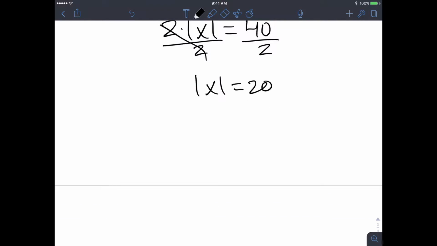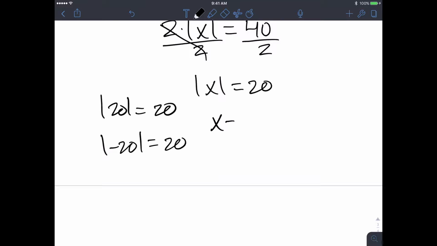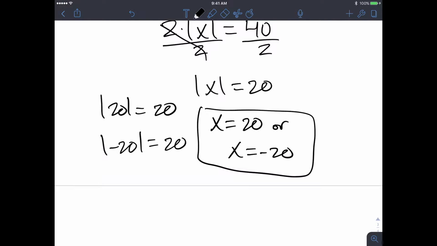And we know right now, what absolute value of what will give us 20? Well, as we said before, absolute value of 20 will give us 20. And absolute value of negative 20 will also give us 20. Therefore, x equals 20 or x equals negative 20. Okay?